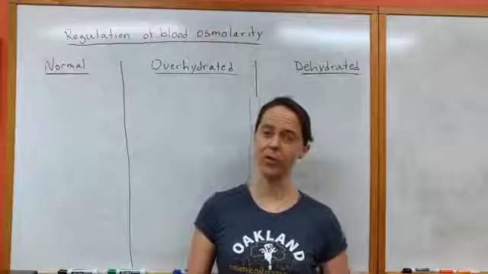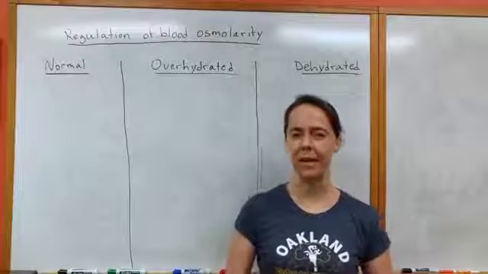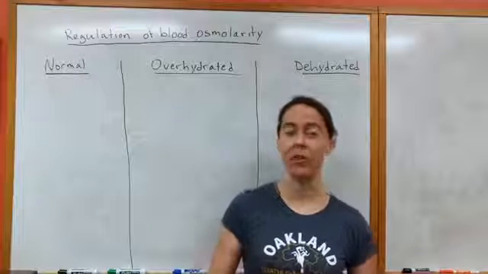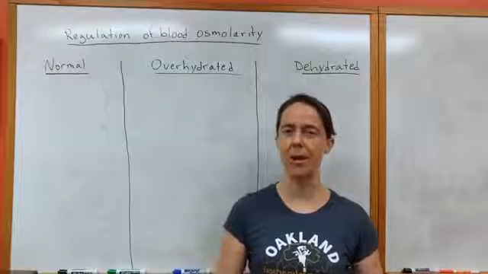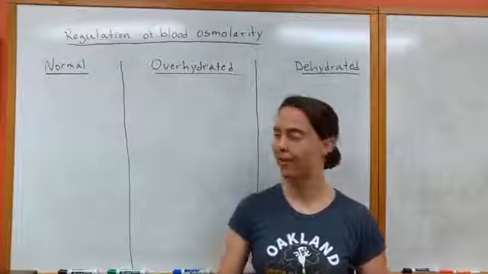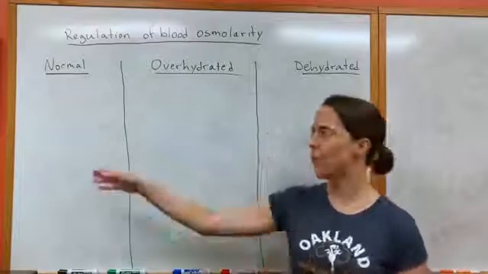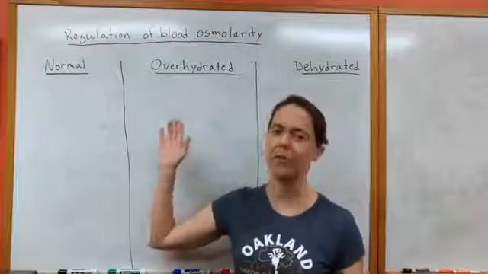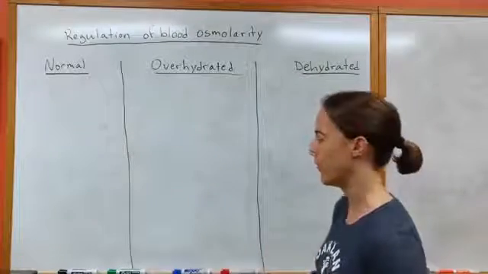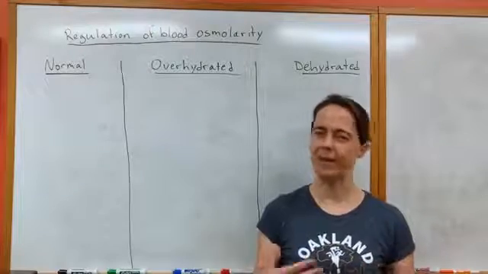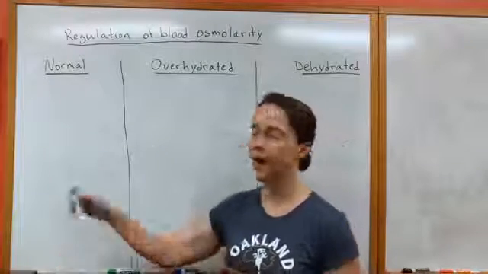One of the really important functions of kidneys is to regulate blood osmolarity. So even if you haven't had enough water to drink recently, you're still gonna be okay because the kidneys will help regulate that. So I have 3 different conditions up here. Normal conditions, if you're overhydrated, if you've had too much to drink, or if you're dehydrated, you have not had enough water to drink. So let's look at what happens to our cells and water movement under these 3 conditions.